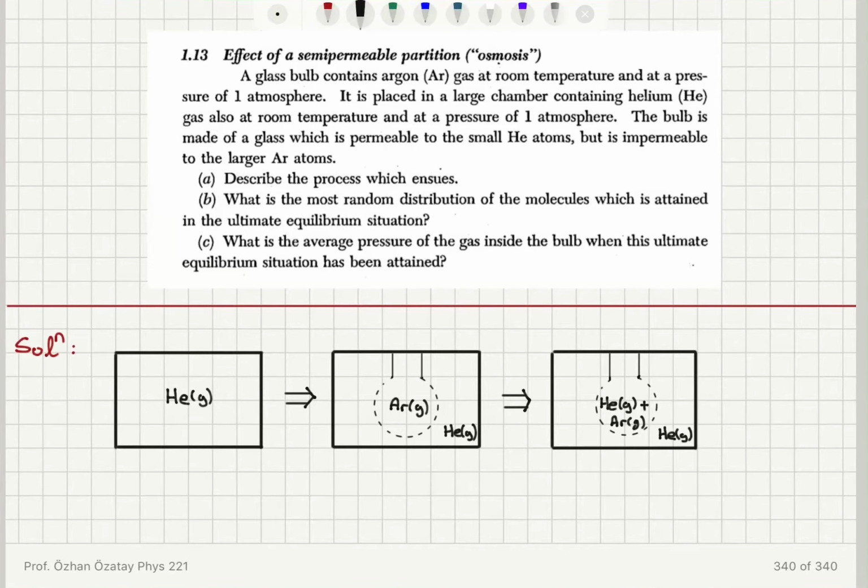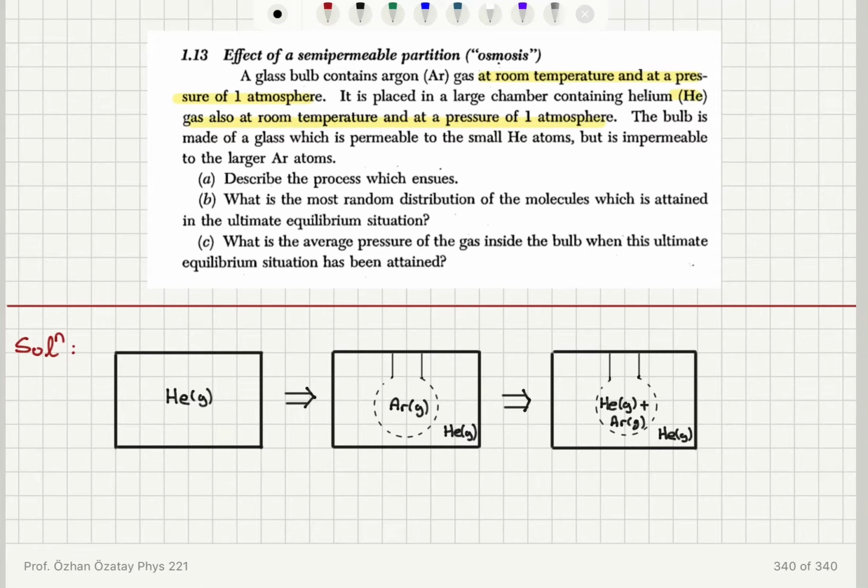Effect of a semi-permeable partition, osmosis. A glass bulb contains argon gas at room temperature and at a pressure of 1 atmosphere. It is placed in a large chamber containing helium gas at room temperature and 1 atmosphere.